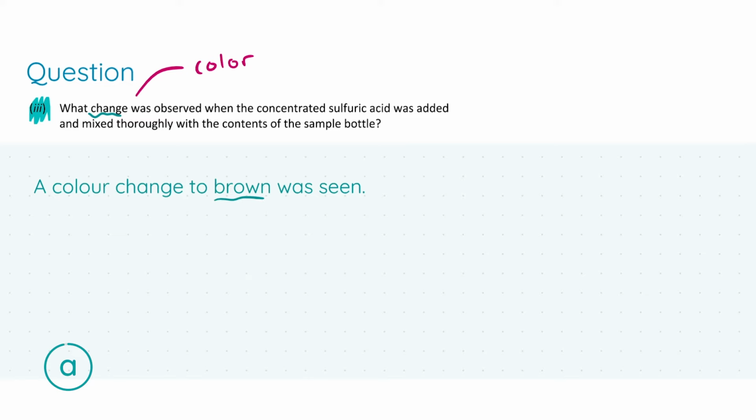As with the previous questions in section A, we're going to have a total of 4 marks going, and you got your 4 marks for just making sure to include that colour change. So in this case, it was to brown.